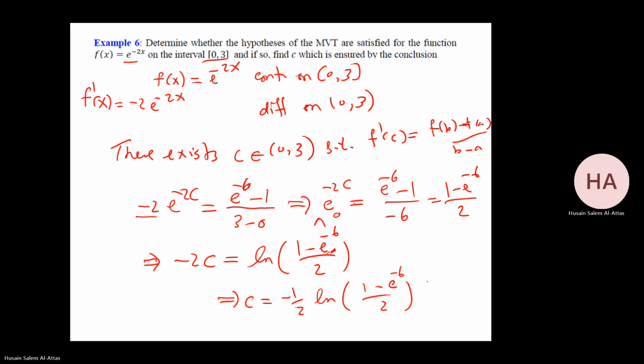And this number is positive, all of it. Since this is ln of something less than 1, anything less than 1, the ln is negative. So this is negative, this is negative, so the answer is positive. So it's positive, and it will be in the interval. So it belongs to the interval 0 and 3. So this is my C. This is my C. Okay.